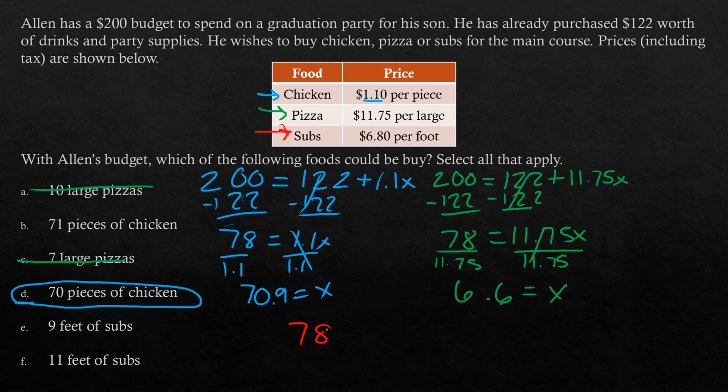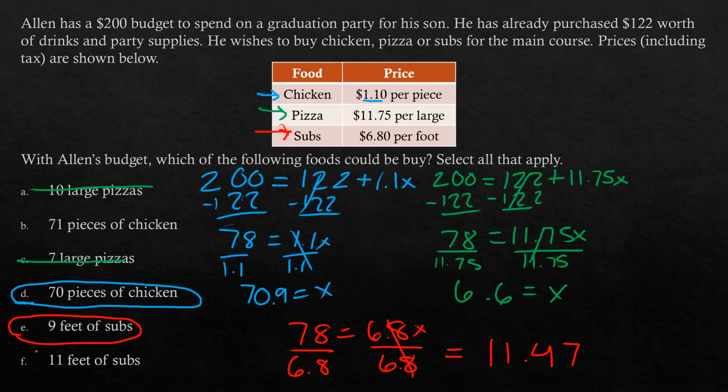Okay, I'm going to just do 78 is equal to 6.8x because that first step we do is going to be the same. I'm going to be left with 78. And I'm going to divide both sides by 6.8. So I'm going to type in 78 divided by 6.8, and this is going to give me 11.47 feet of sub. So I can buy 9 feet because that's less than that, and I can also buy 11 feet because that's less than that. However, I cannot buy 71 pieces of chicken. So yes, this was a very long problem, but you should have 3 answer choices.